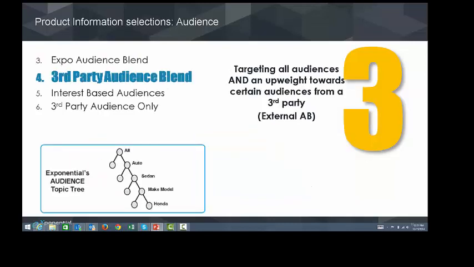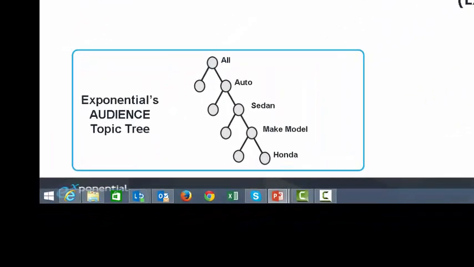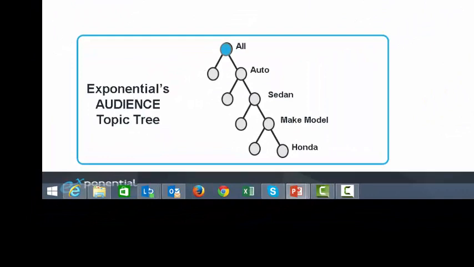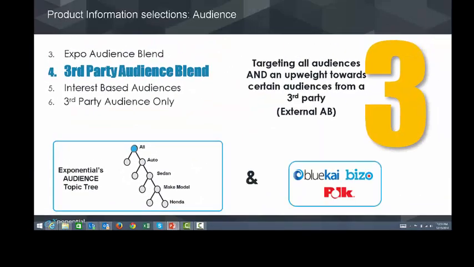Third-party audience blend is the new name for external audience blend. Similar to Expo Audience Blends, this is targeting all audiences with an upweight to an audience, but this time the audience is from a third-party vendor, for example, a Bizu or a Polk. For example, Honda, an auto manufacturer, wants to target all users in the network, but wants to focus on the eco-friendly auto intenders for their new hybrid vehicle campaign. As with Expo Audience Blends, all sites or run of network is best practice for inventory targeting.